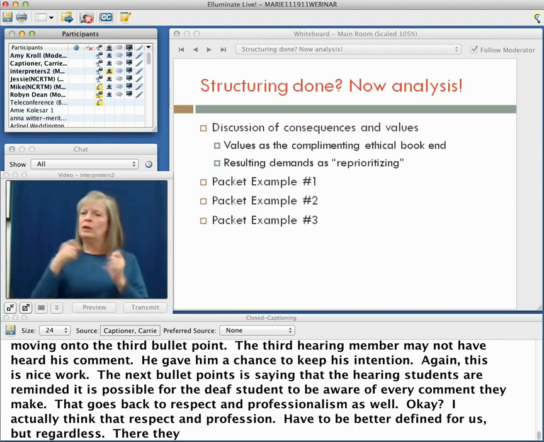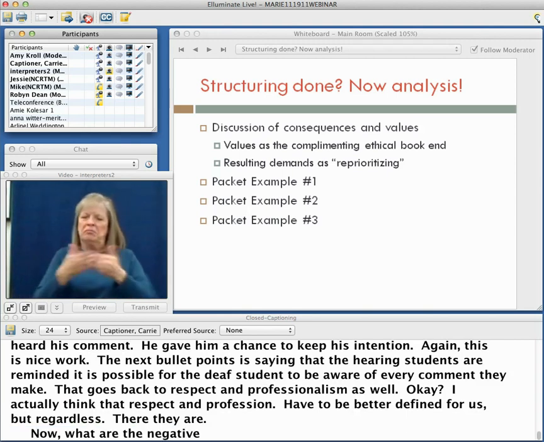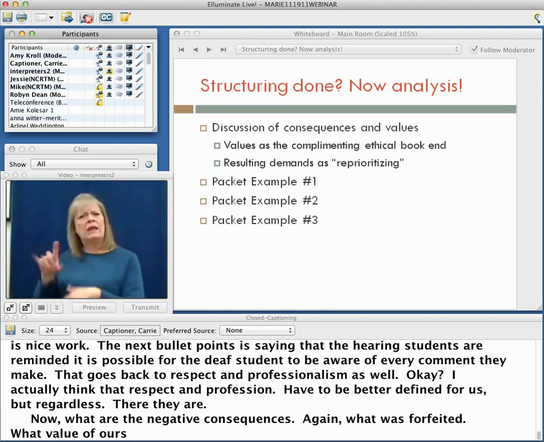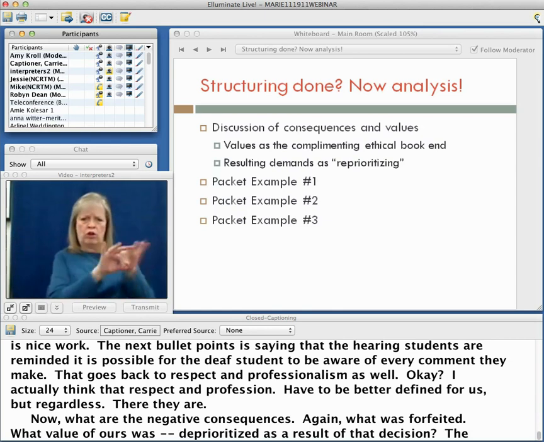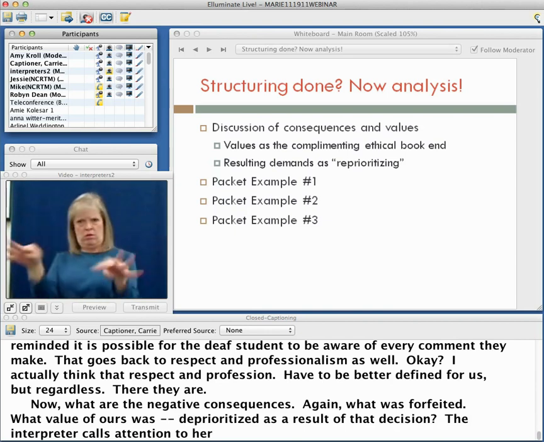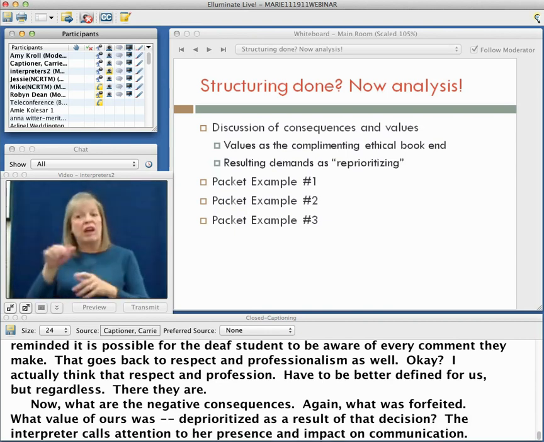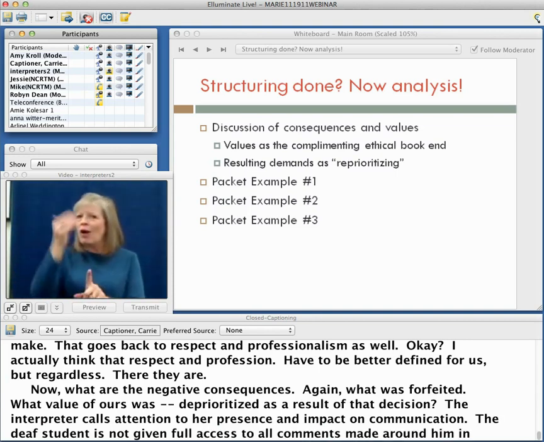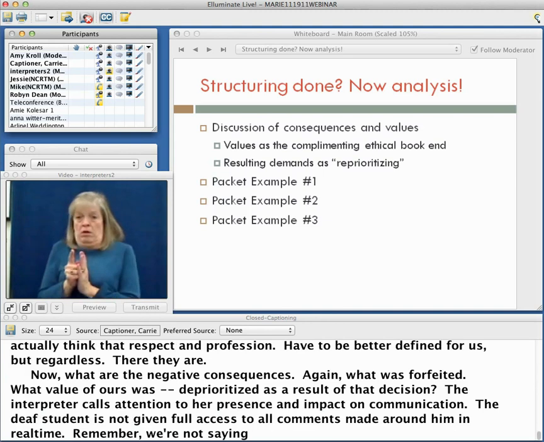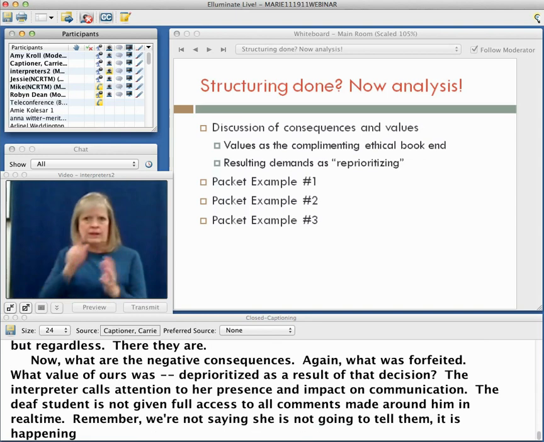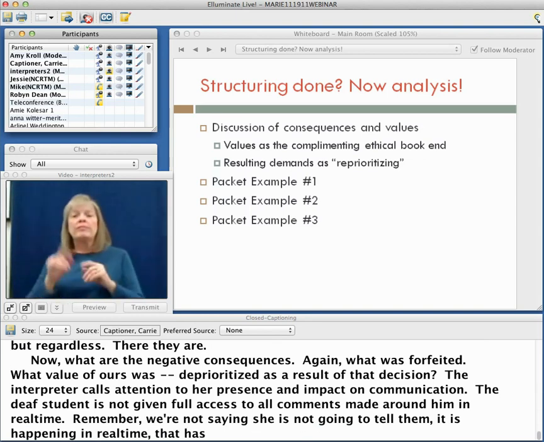Now, what are the negative consequences? Again, what was forfeited? What value of ours was deprioritized as a result of that decision? The interpreter calls attention to her presence and her impact on communication. The deaf student is not given full access to all comments made around him in real time. Okay, remember, we're not saying she's not going to tell him what she said. It's just not happening in real time, so that has to be made clear. A precedent for the rules of the interpreter engagement has been established.